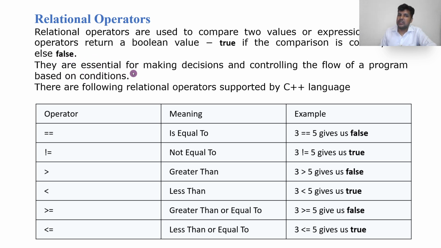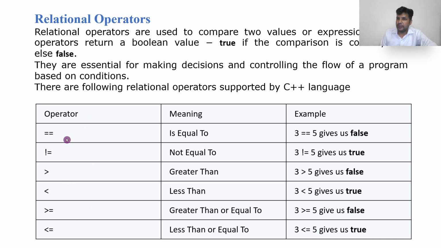These are essential for making decisions and controlling the flow of a program based on conditions. So whenever we use conditional operators or conditions, we can use these relational operators, and they will give you a result. For example, you want to check which number is greater, which is less, or whether both operands are the same. To check this, we require these relational operators. There are 6 relational operators.